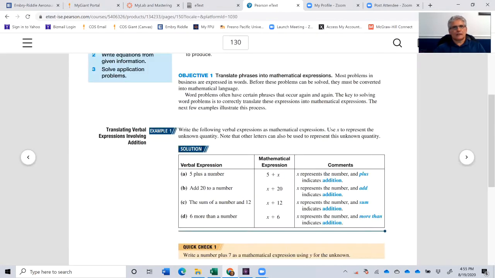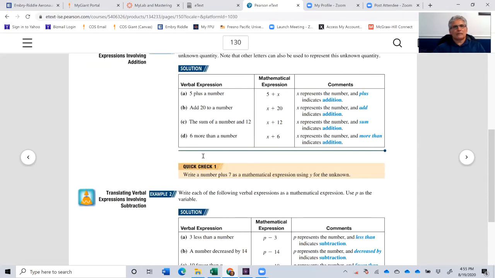You can see that there's a number of verbal expressions, when you might say something like 5 plus a number. When you don't know the number, that's going to be the unknown variable. So you can replace that with a variable, whether it's n, p, q, r, whatever. In this case, it's represented by x. So if you want to write this out as a mathematical expression, it would be 5 plus x.